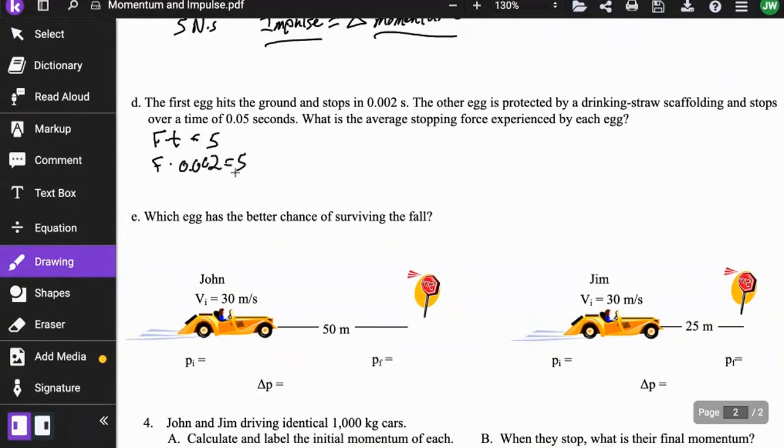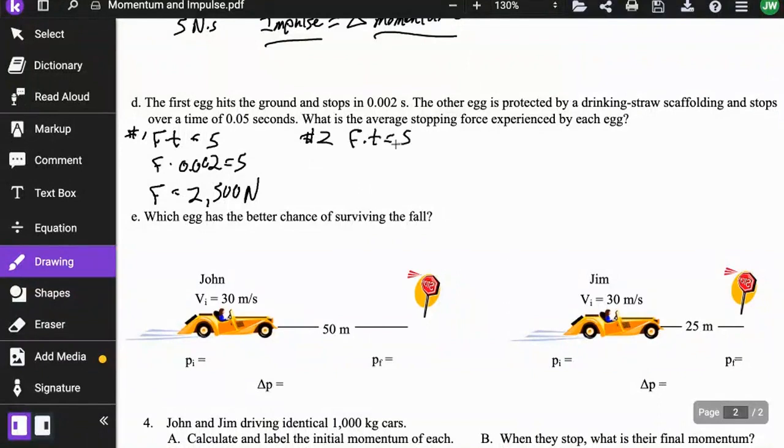So force times time is 5. We saw that before. This time we're going to say force times 0.002 is equal to 5, because we've entered in an actual time. We divide 0.002 over, and what do we get? 2,500 newtons. This is for the one that had the very short stopping time of 0.002 seconds. So that egg experienced 2,500 newtons of force.